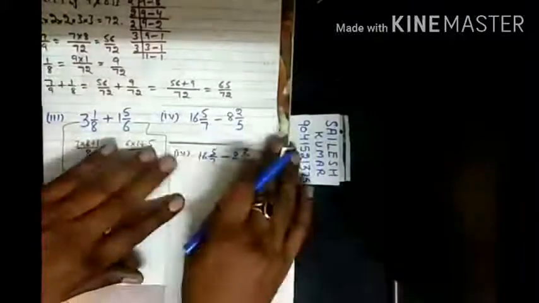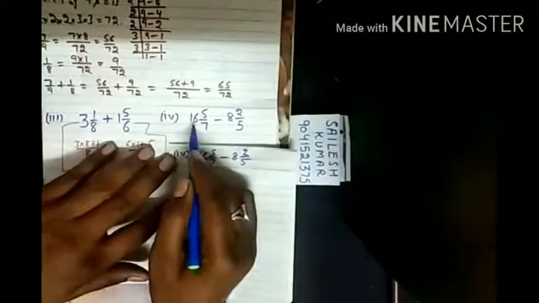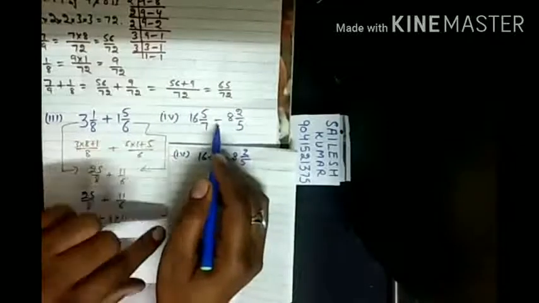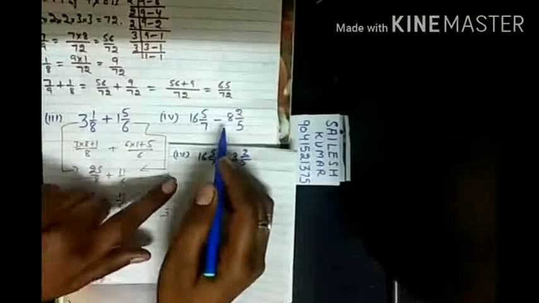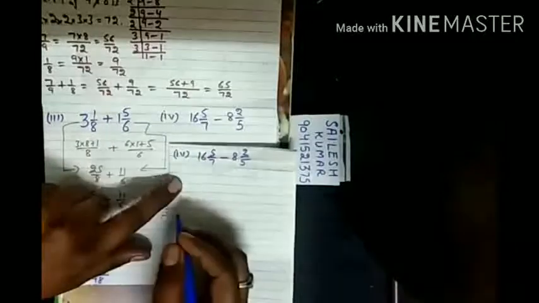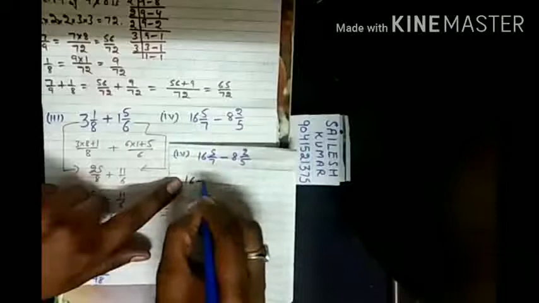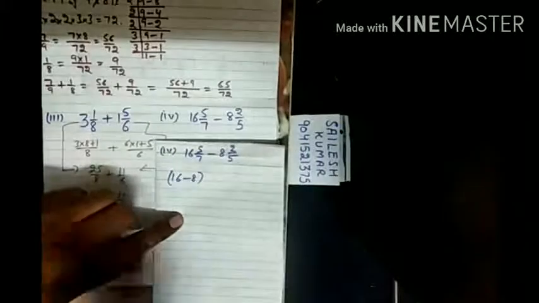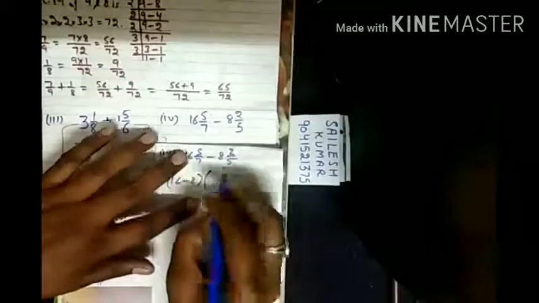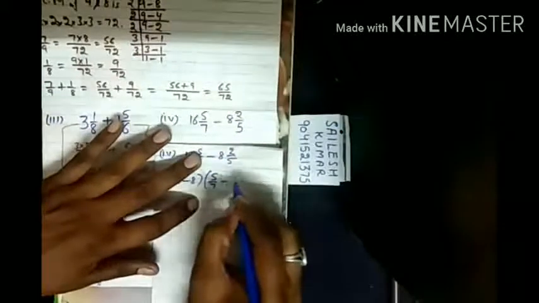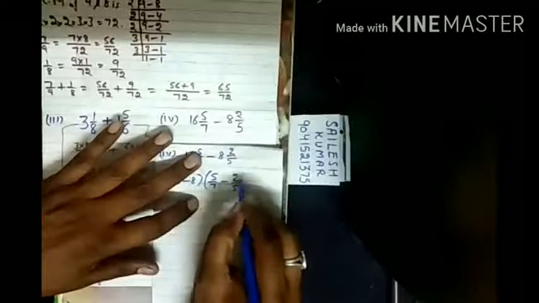Now we will solve this question. This is a question involving mixed fractions, and there is a subtraction symbol between these two fractions. Here we will adopt the second method, 16 minus 8. First we will subtract the complete numbers, and after that we go for fractions. Okay.